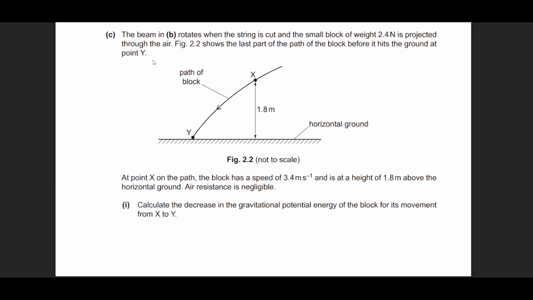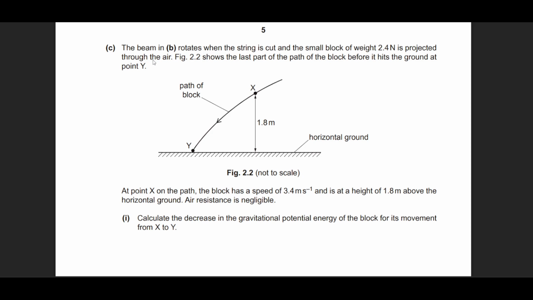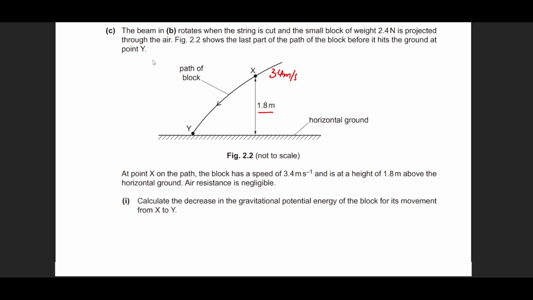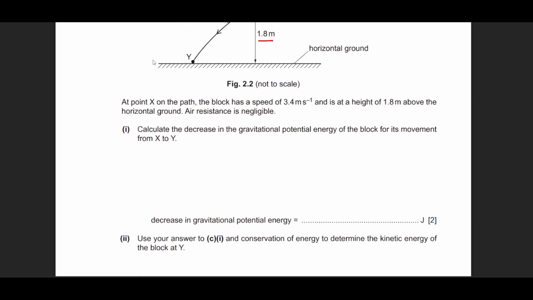This question is from Work, Power, Energy. He says that it already has a speed of 3.4 meters per second at this point. It is 1.8 meters high. The weight is already given to us. He says find the gravitational potential.